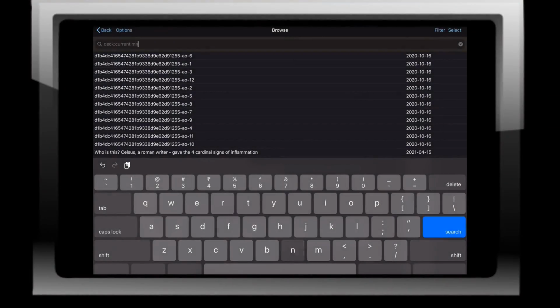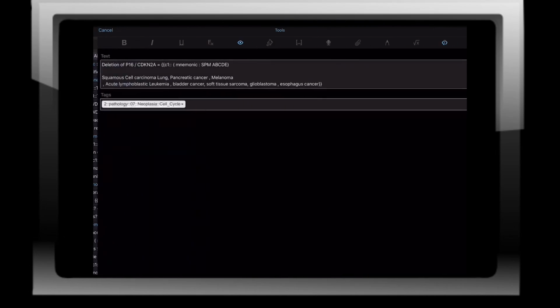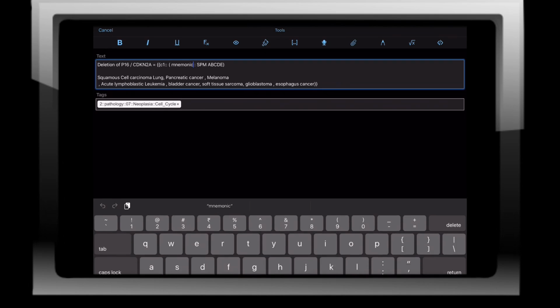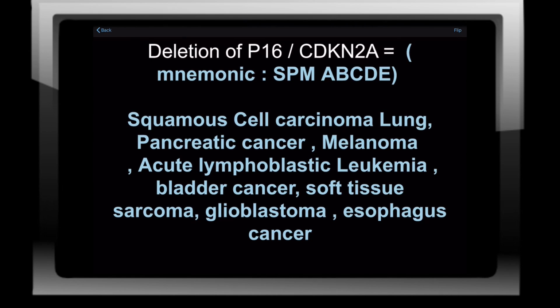Point number 8, add mnemonics into Anki, because we will be learning tons of mnemonics. But then when it comes to the exam, we don't know which mnemonic we have set for some particular topic. And here I am going to be typing mnemonic. And once I type mnemonic, this shows me the list of all the questions that have the word mnemonic. And I have planned this previously. Like if a question has a particular mnemonic, I'm going to type the word mnemonic out loud. So you can see this here. Because of this, it's as if the complete list of mnemonics is by my side the whole time. If I simply type mnemonic, the complete list is going to come up. For example, here it is about the deletion of P16. And this leads to a variety of different types of tumors and cancers. And the mnemonic for that which I have created is SPMABCDE. And this is extremely helpful.